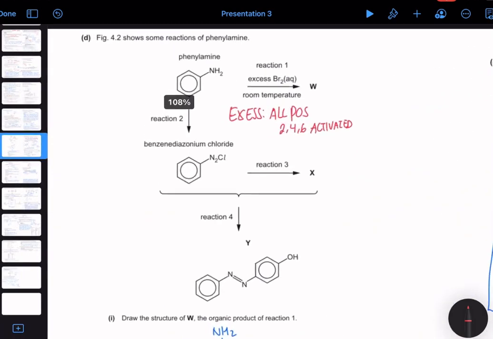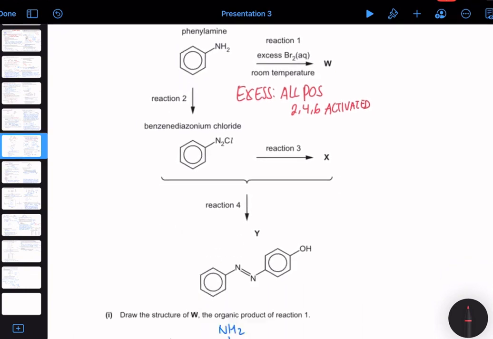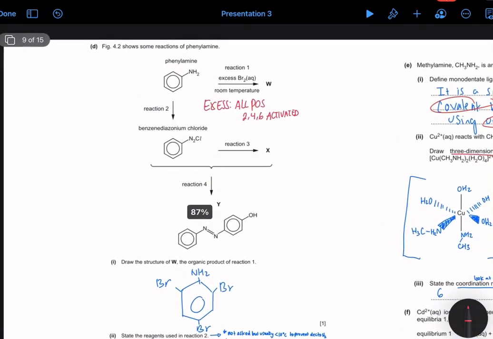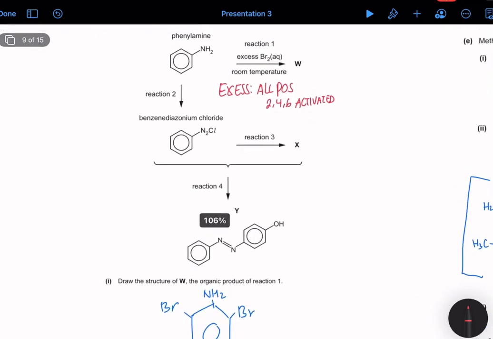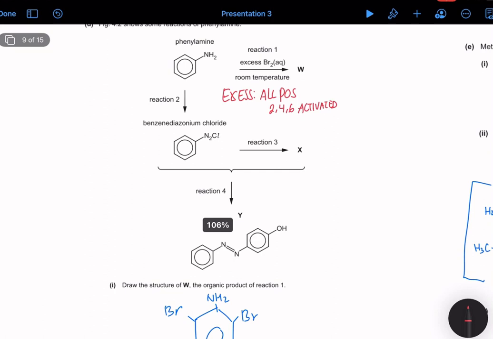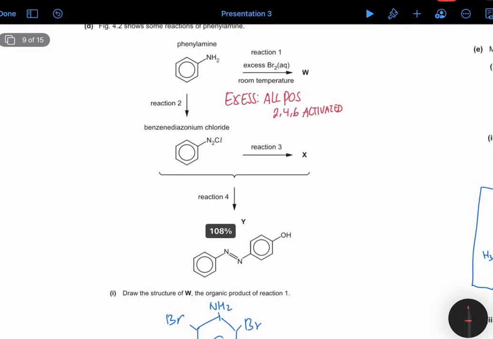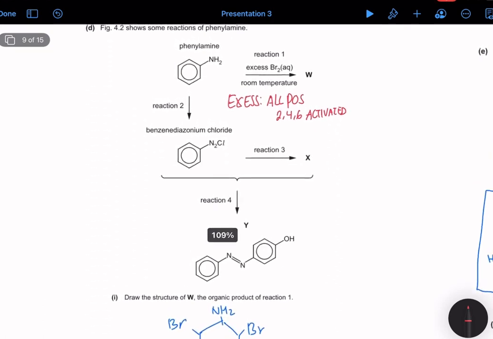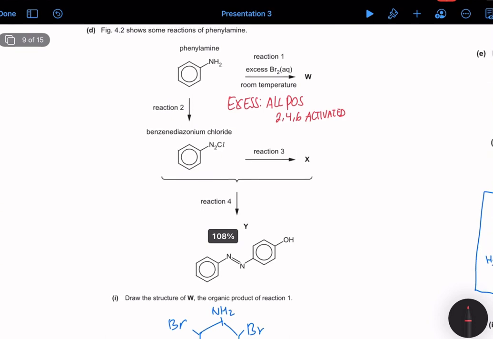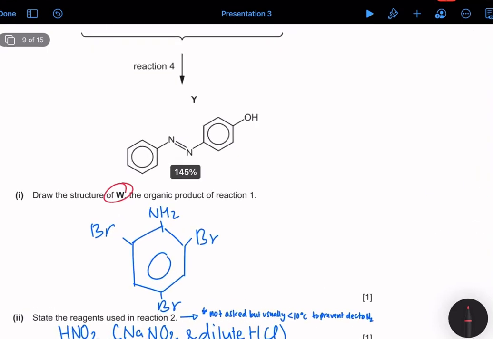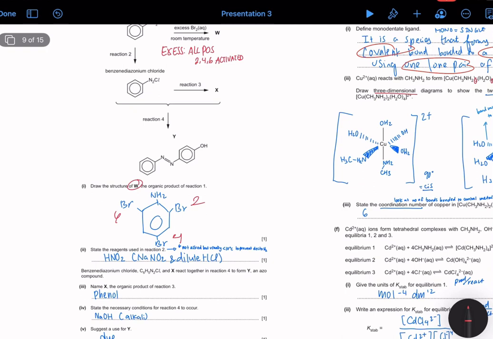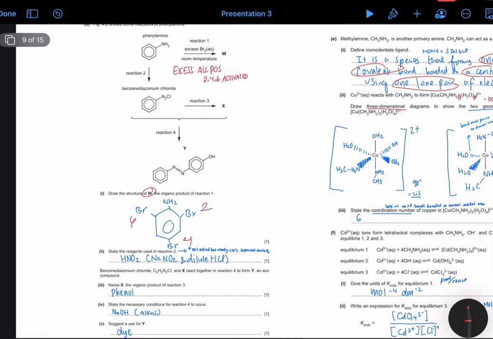Question 4D. Figure 4.2 shows some reactions of the phenylamine. So that one is your phenylamine, and you react it with excess bromine. If it is excess bromine, all positions are activated. So 2, 4, 6 are likely to be activated. So the structure of W, as you can see, has 2, 4, 6 all activated. State the reagents used in reaction 2. Which one is reaction 2?